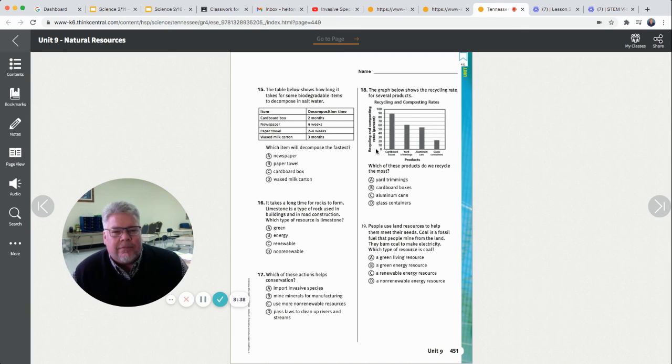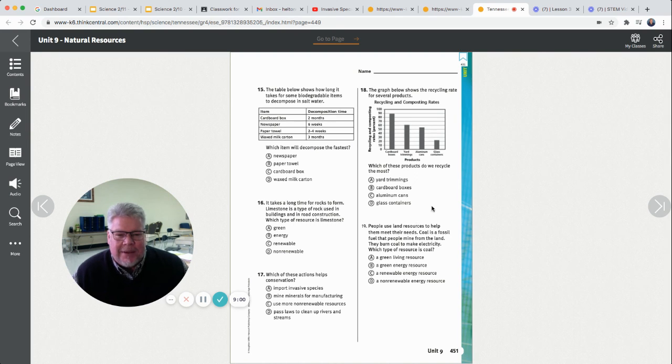Number 18. The graph below shows the recycling rate for several products. So this is how quickly we are recycling these things. Which of these products do we recycle the most? Which has the biggest line? It's cardboard boxes, right? So cardboard boxes, B is the answer.